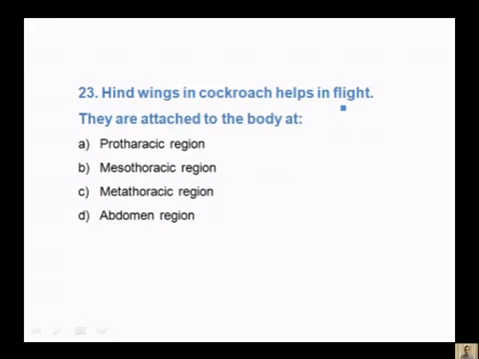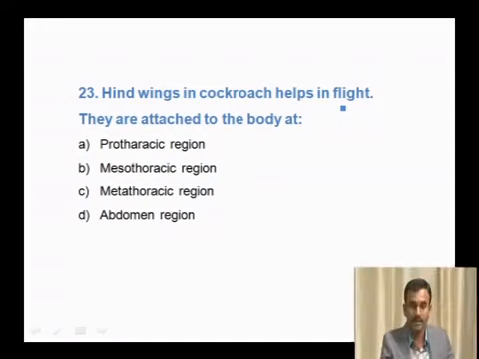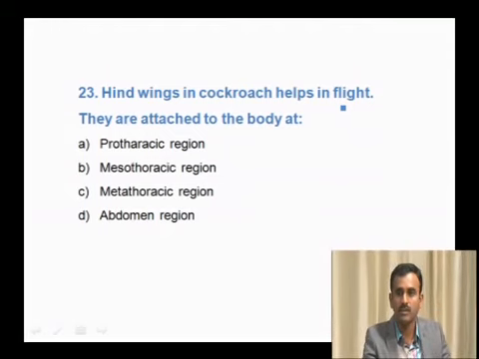Move on to the next question. Hind wings in cockroach help in flight. They are attached to the body as hind wings and forewings. There are two pairs of wings present in cockroach. The forewings help to cover the hind wings, but the hind wings are the actual wings which help in active flight. These wings which help in active flight are attached to the metathoracic region.